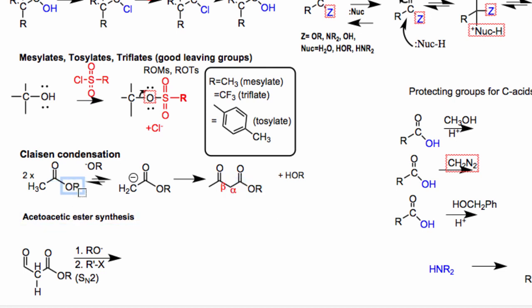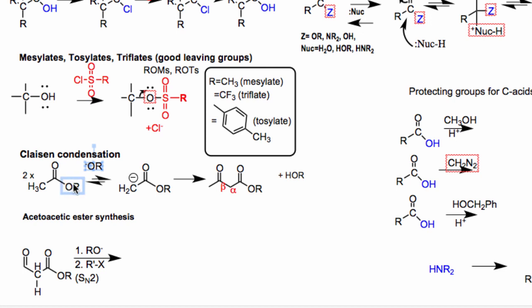This happens because if you put in a base, and we usually choose the base OR minus that is the same OR that is on the ester itself, if you choose a base that is strong enough, you can remove a hydrogen at the alpha position of an ester to make an ester enolate. This creates an equilibrium of ester enolate and ester, and the enolate of the ester can actually react with the ester itself in a nucleophilic substitution.